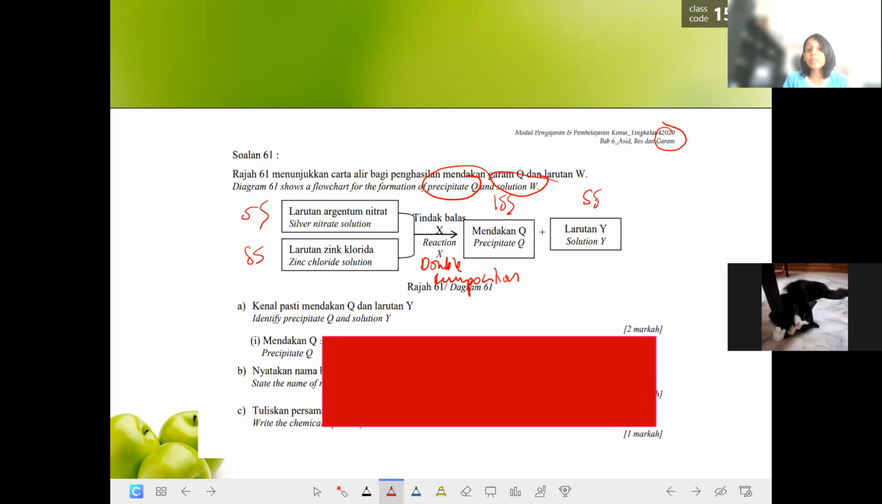Okay, so that's what you see in front of you. That's why teacher didn't want to do the question yet, because I wanted you to see the concept. Okay, now I answer my question. What do you think is my precipitate Q?